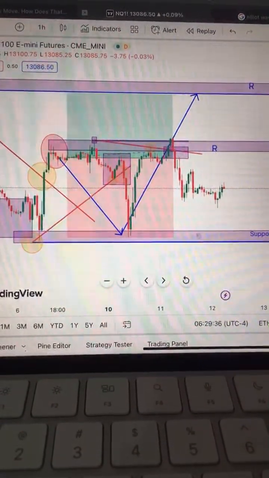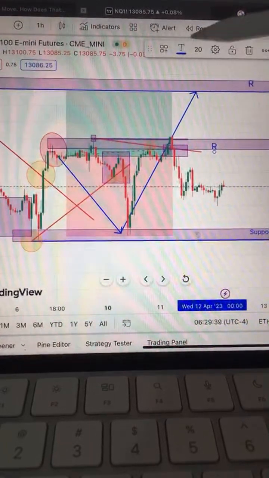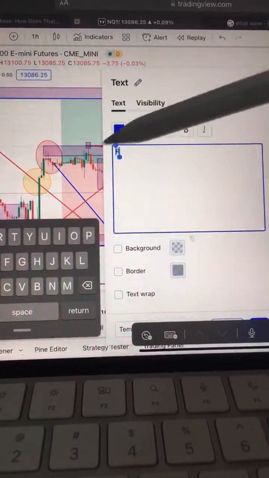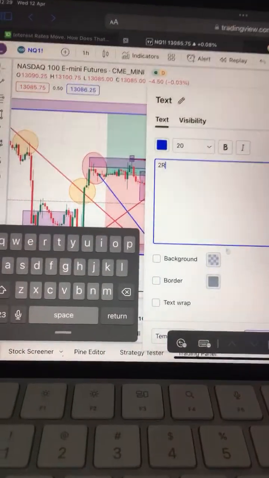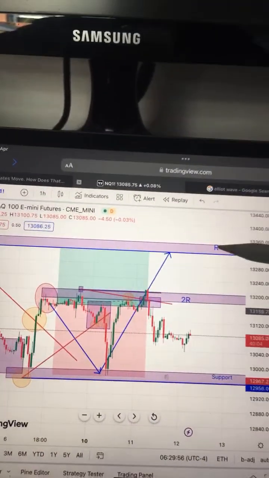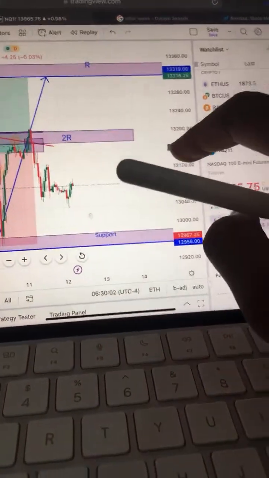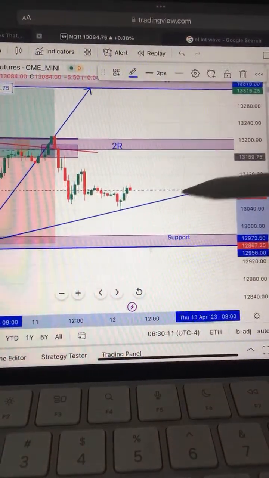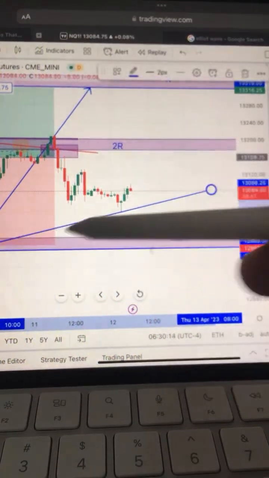So yeah, let me use it as my second resistance. Yeah, so I have my main resistance, second resistance, and my support on Nasdaq. And at the moment, this is what I see. I have my touch 1, touch 2, and I have no touch 3.